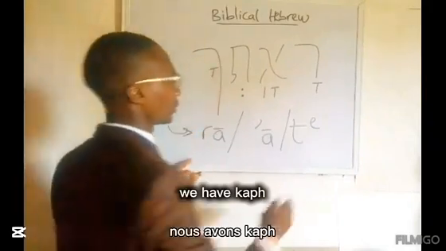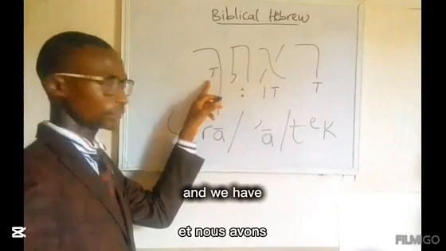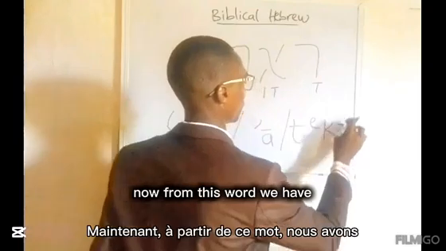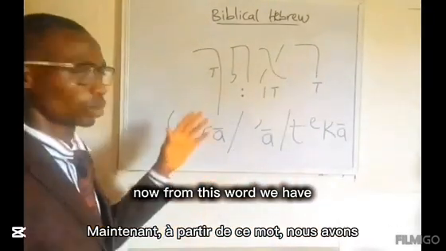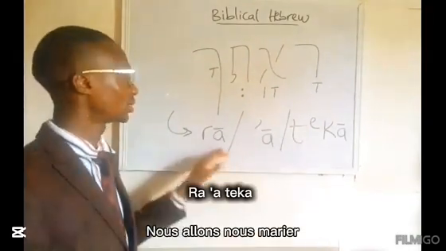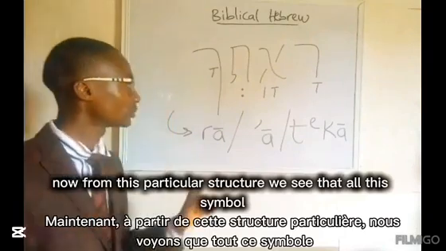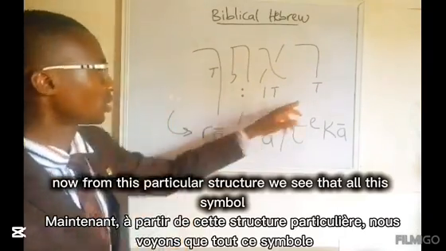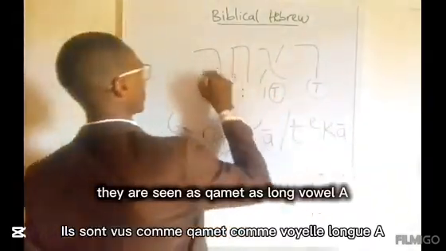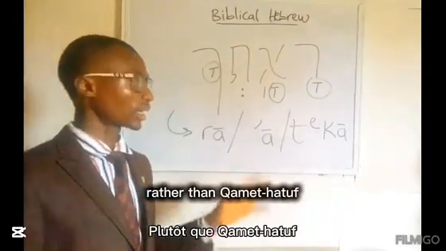Then we have Kaf, and we have Qamet. Now from this word we have Ra, Ha, Teka. From this particular structure, we see that all these symbols are seen as Qamet, the long vowel, rather than Qamet-hatuf.